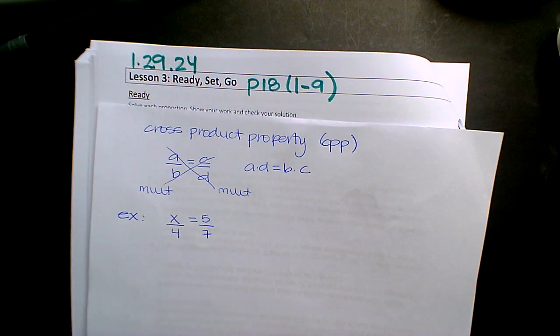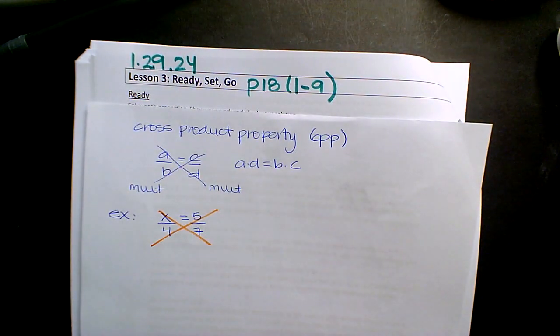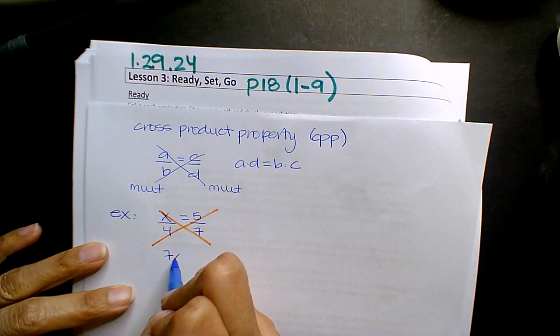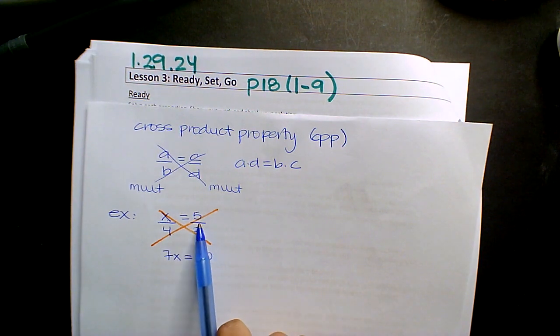So what the cross product basically says is you can cross multiply, right? So you can multiply diagonally. So what that means is I can multiply x times 7 and 4 times 5. That's your cross product. So x times 7 is 7x and 4 times 5 is 20. And so the cross product property takes a proportion and turns it into a linear equation, either a 1-step or a 2-step, so that you guys can solve it, okay?